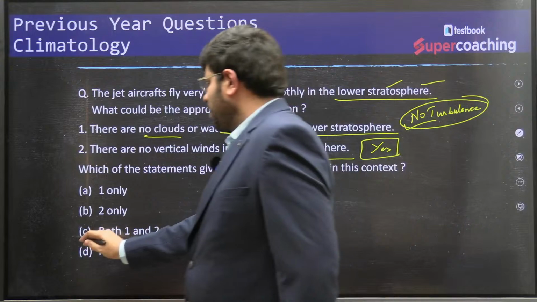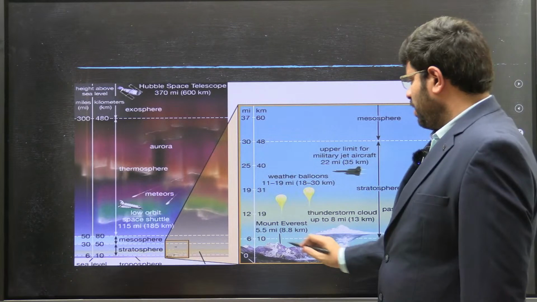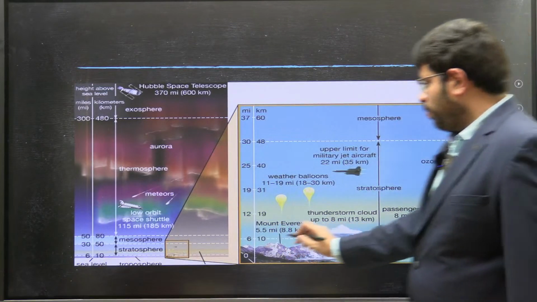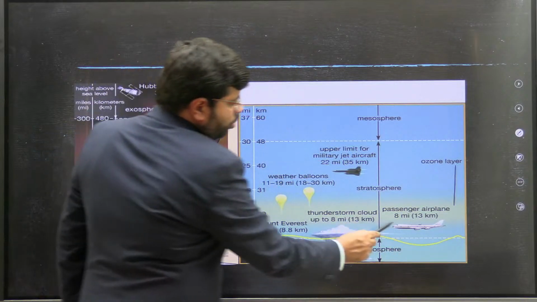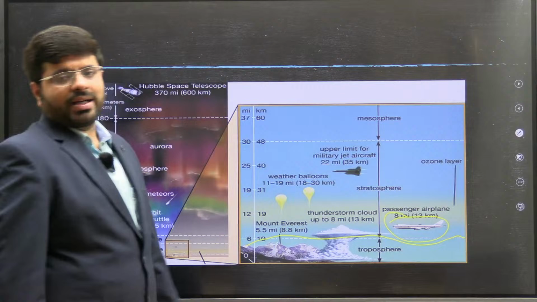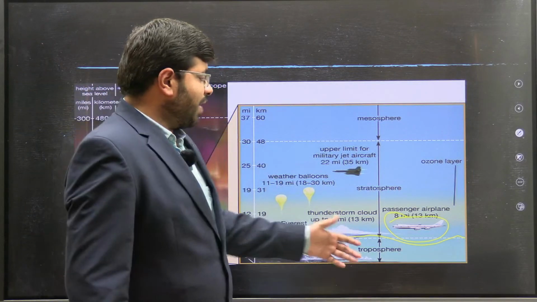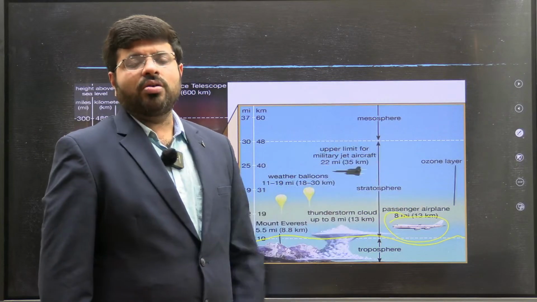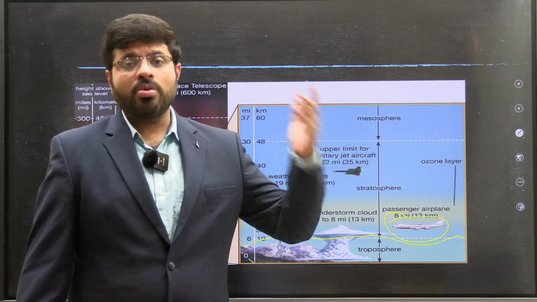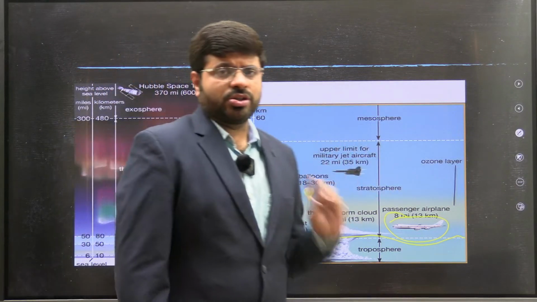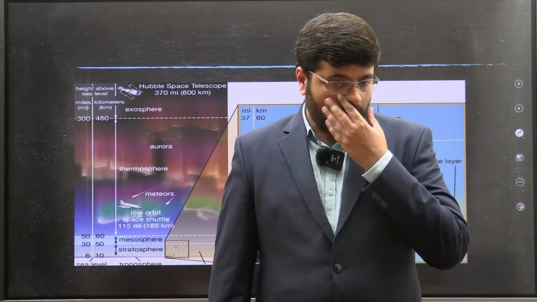The answer is both 1 and 2, right? As you can see here, this is the tropopause line. Above the tropopause, you find jet aircraft, passenger aircraft, and so on, which lets flights go beyond the turbulence of the lower layer of the atmosphere, that is the troposphere, or beyond the tropopause.